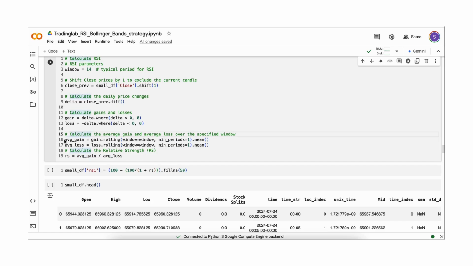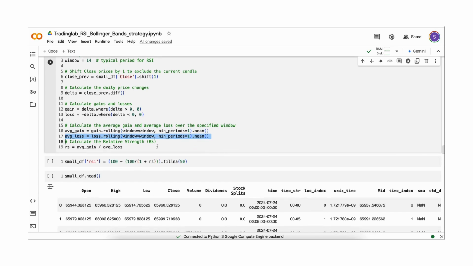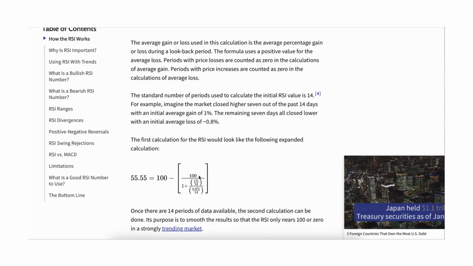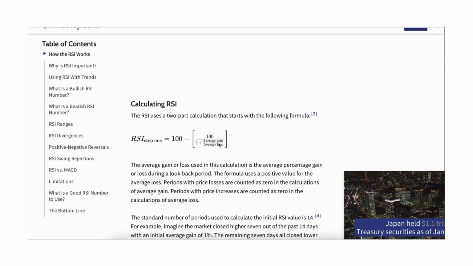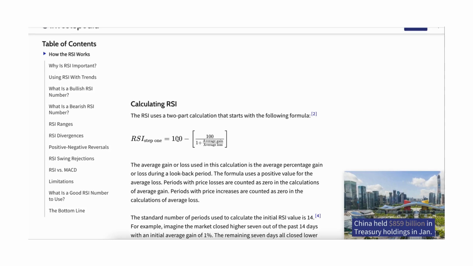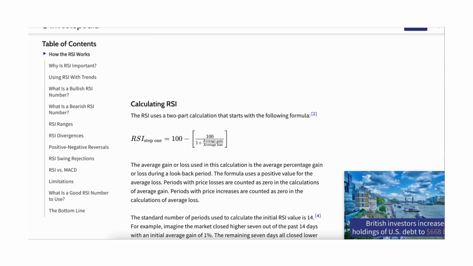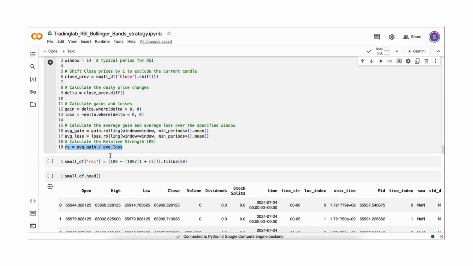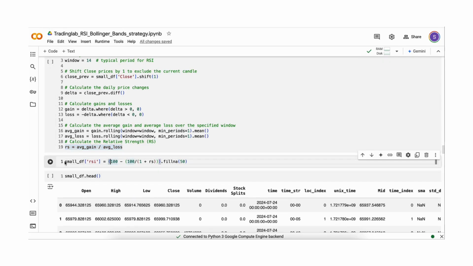So the average gain again is the rolling mean of the gain values, and the average loss is the rolling mean of these loss values. And then our relative strength is average gain divided by average loss, which is simply this part of the calculation. And then we finally have to do the 100 minus 100 divided by 1 plus RS calculation. So this is what happens here. We calculate the RSI by making this calculation.